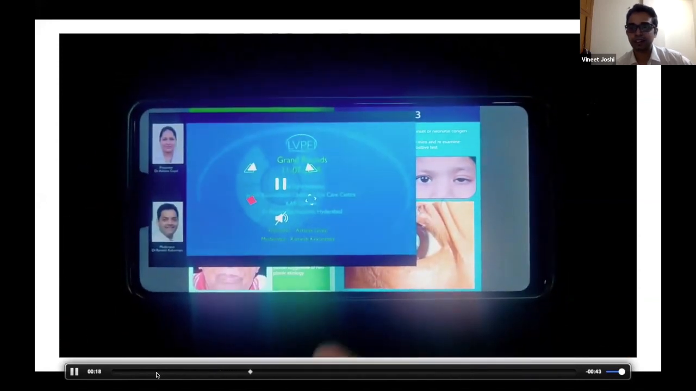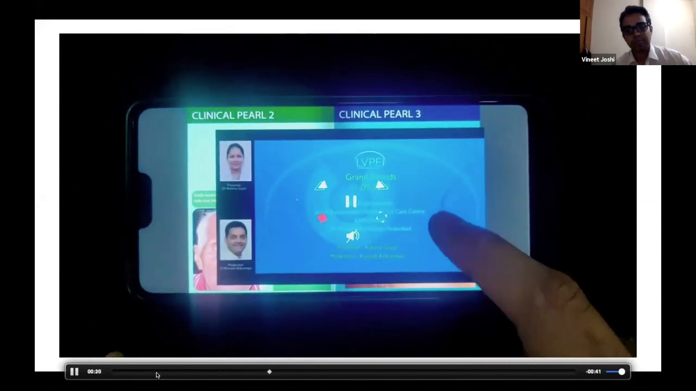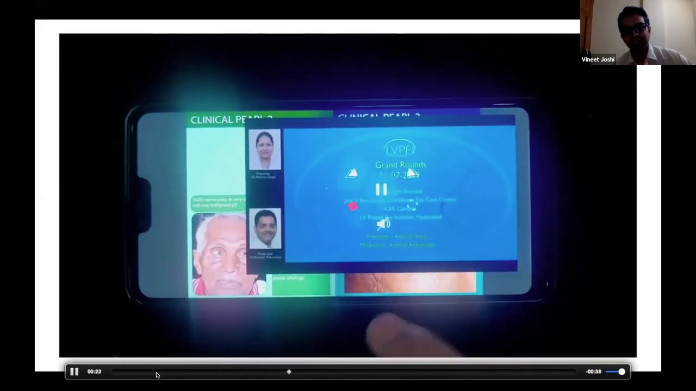Good morning, everyone. On behalf of Justice Ramanama Children's Eye Care Center, Kar Campus, LV Prasad Eye Institute, Hyderabad.